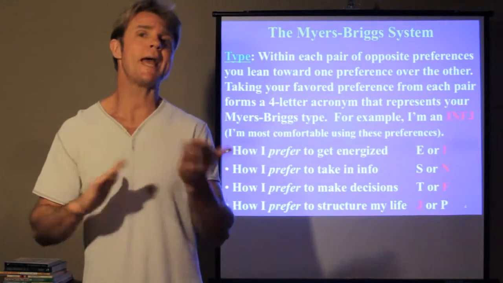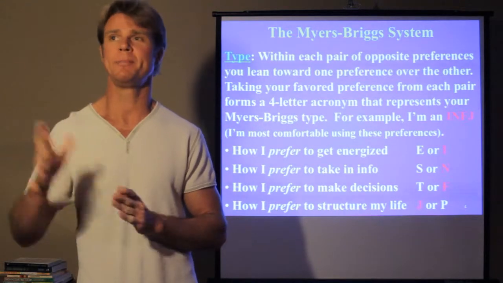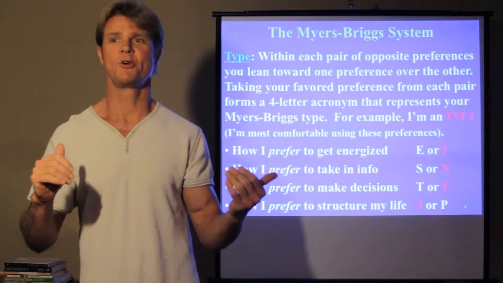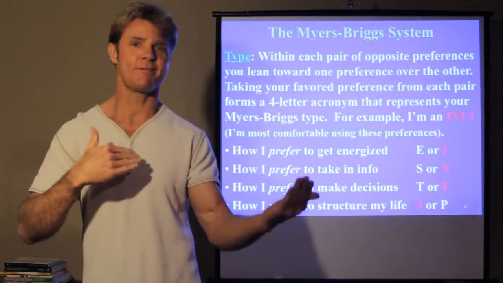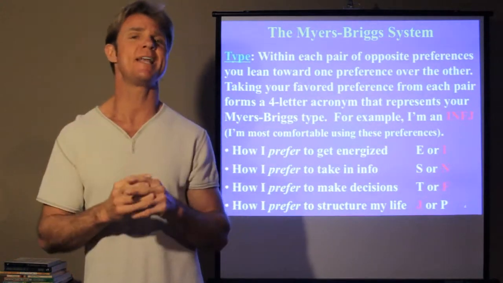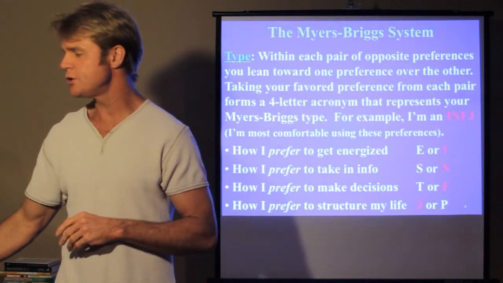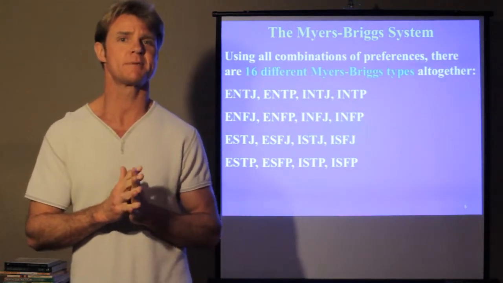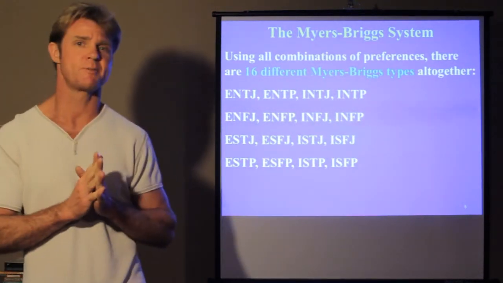Okay? But you could be any combination of these. So you could be an ESTP. Or you could be an INFJ. Or any combination of these. It's not the opposites. It's any combination. And so when you do that, what you end up with is 16 different Myers-Briggs types. And here are the 16 different Myers-Briggs types.